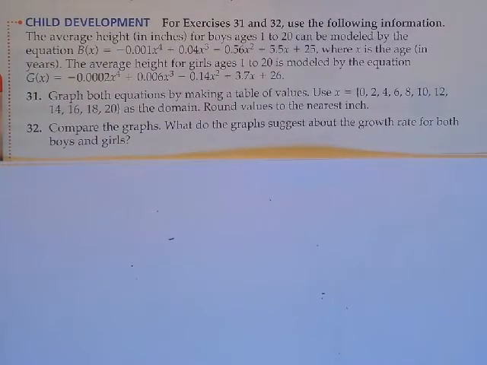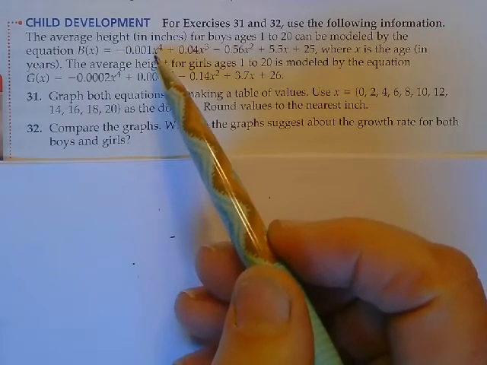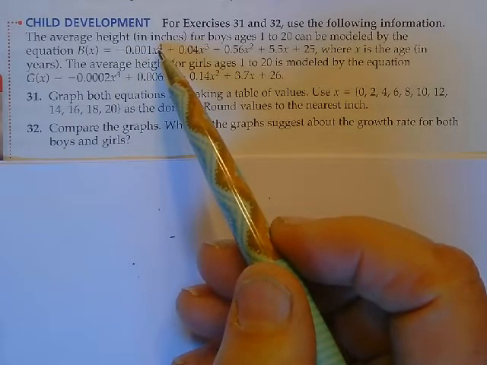For exercises 31 and 32, use the following information. The average height in inches for boys ages 1 to 20 can be modeled by this equation. And there it is. You can see that equation. You'll notice it says b of x. B stands for boys, obviously. Before we get too deep into this, let's think about this picture for a minute. If you take a look at this first term, it's x to the 4th. That's an even polynomial.